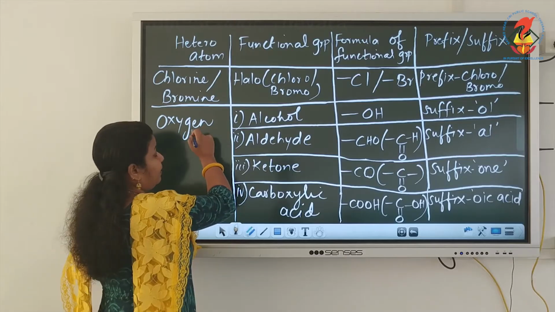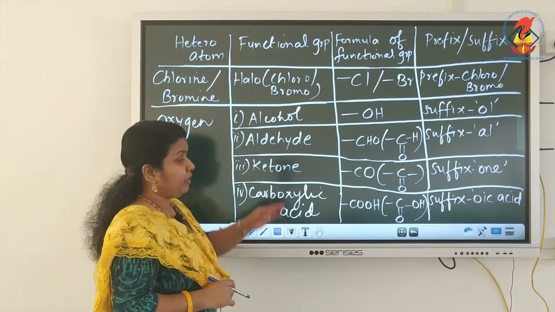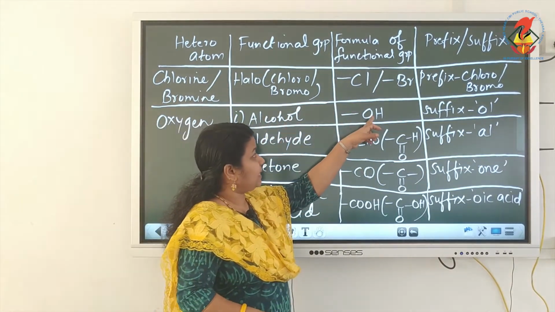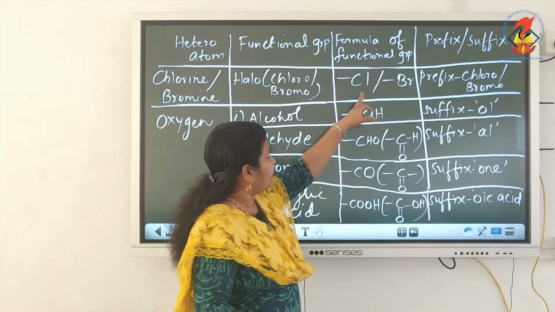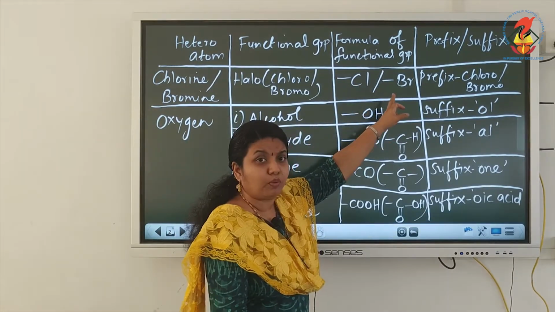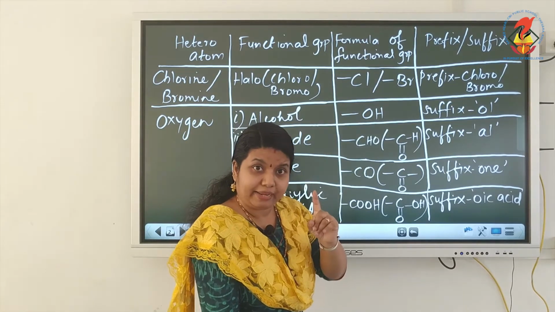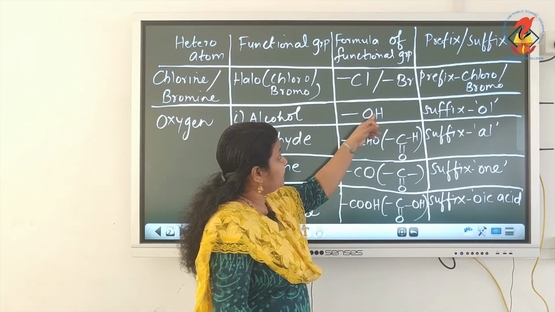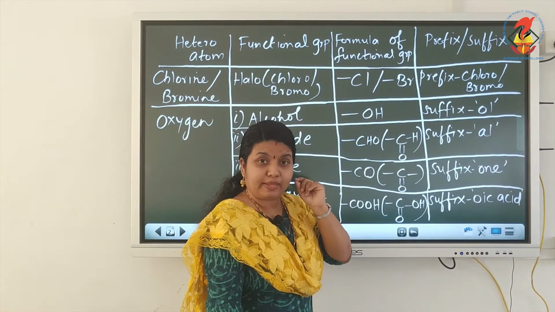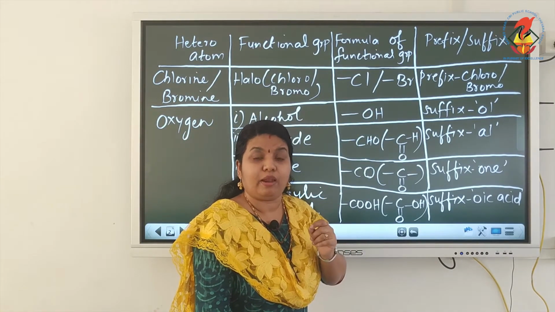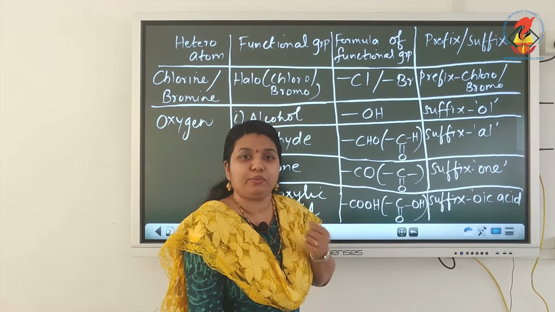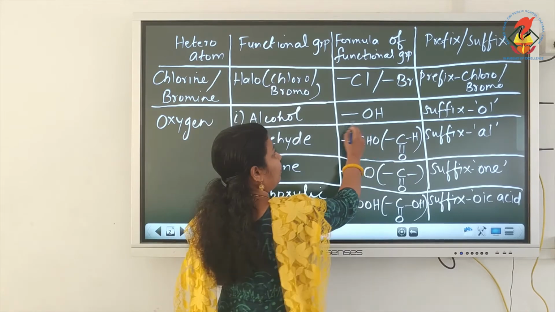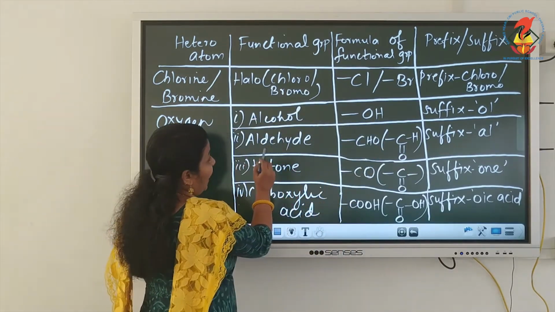Then with oxygen as the heteroatom, we have four functional groups. First one is alcohol. It is written as OH. Here, in chlorine or bromine, one atom alone acts as the functional group, but here it is a group of atoms. The heteroatom is oxygen, but it exists along with a hydrogen atom. So, it is a group of atoms which makes the carbon compound reactive. So, OH group.